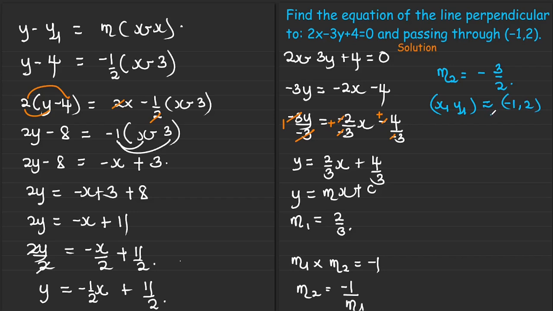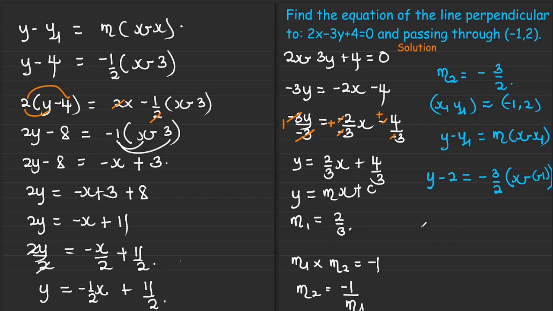So with this gradient and the point (x1, y1) being (-1, 2), using the point-slope method, you are going to get y minus y1 being equal to m into bracket x minus x1. So we need to substitute. We have y minus y1, which in this case is 2, equals the gradient, which is negative 3 over 2, into bracket x minus x1, which is negative 1.